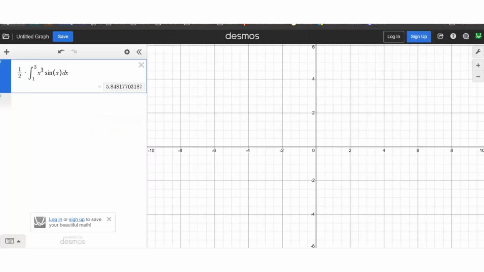We only know to reverse polynomials, right? Yeah, exactly. And technically simple trig, cosine and sine.